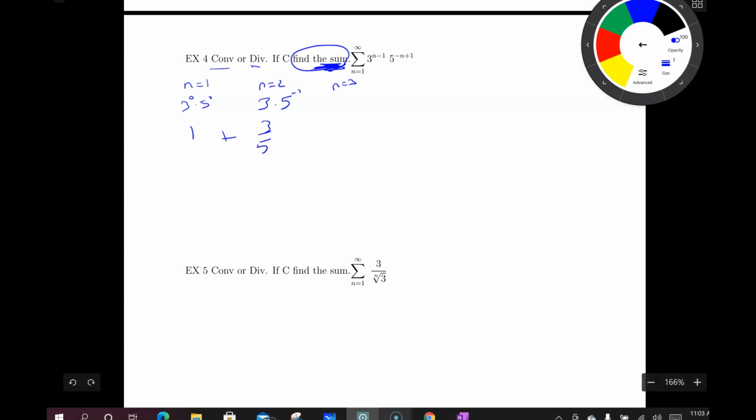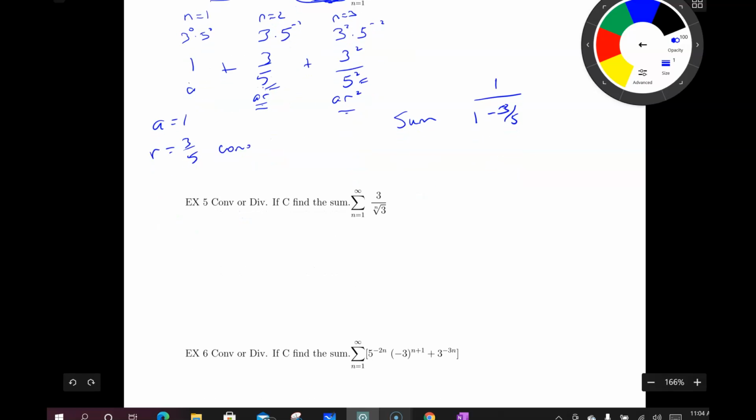If I plug in n equals 3, I get 3 squared and then 5 to the negative 2, which is the same thing as 3 squared over 5 squared. So a is equal to 1. That's always the first term. ar is the second term. ar squared is the third term. So it looks like r is 3/5. Let's make sure we didn't make a mistake. If I multiply this times 3/5, do I get this? I do. So this converges, and the sum is a over 1 minus r.